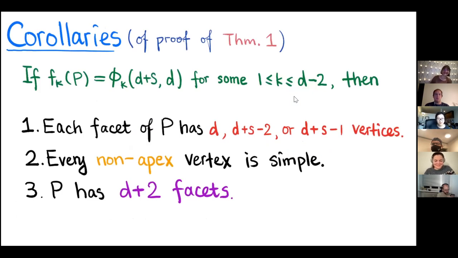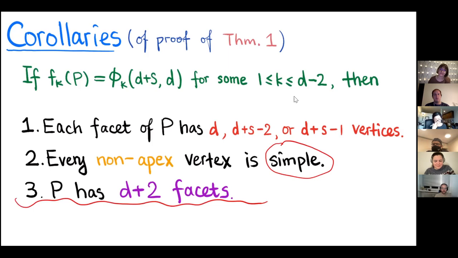This will make the proof for the equality case quite easy. So the first corollary says that for each facet of such a minimizer, you don't have that many choices for the number of vertices. You only have 3 choices. And secondly, every non-apex vertex has to be simple. By simple, I mean that vertex is connected to exactly D other vertices by an edge. And the third one is the most powerful one. It says that such a polytope must have exactly D plus 2 facets.